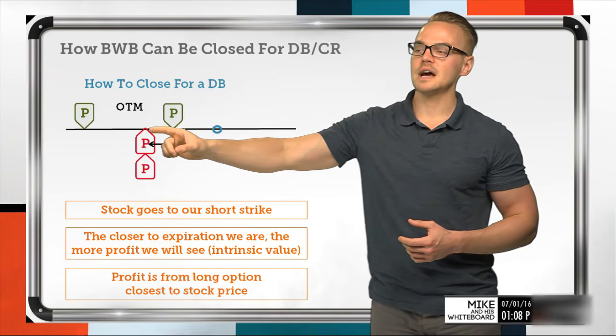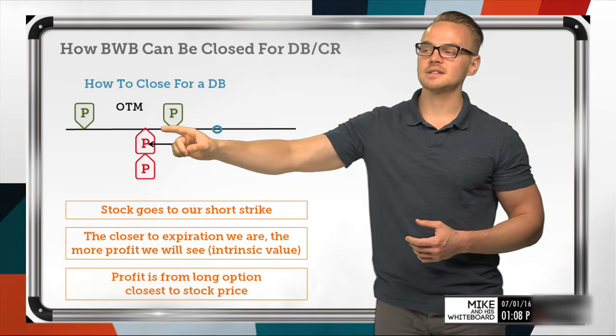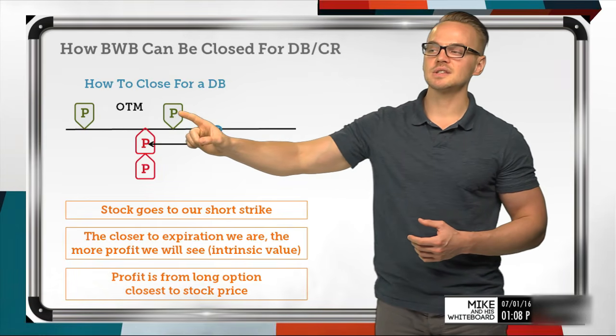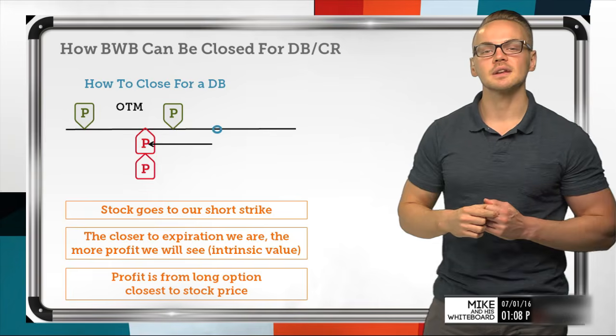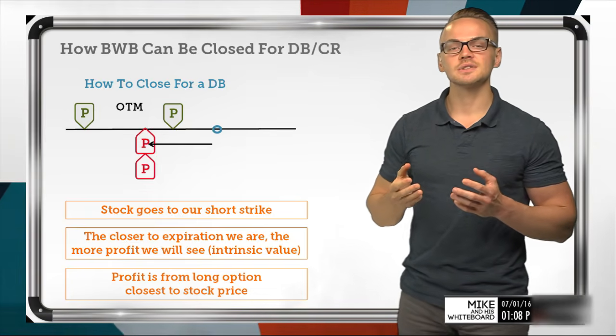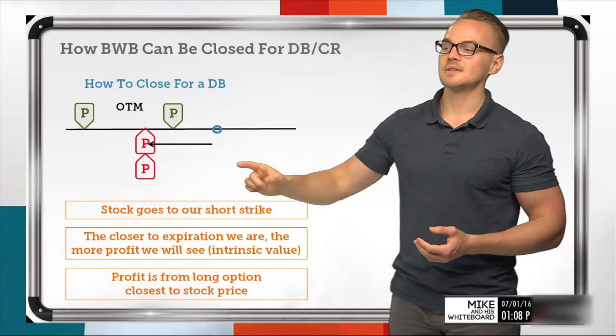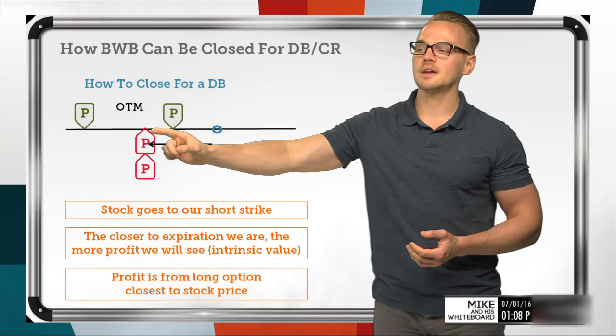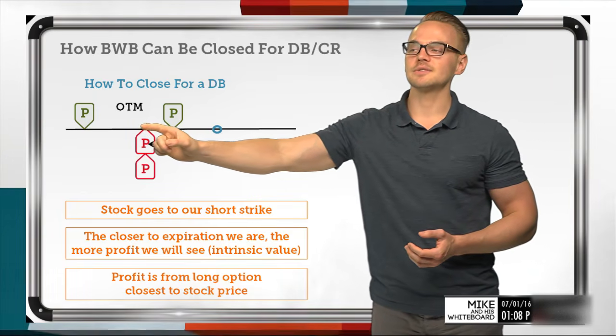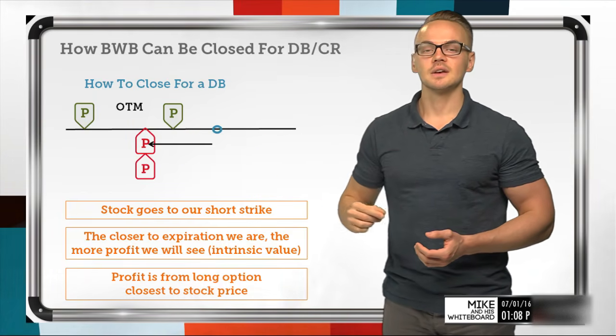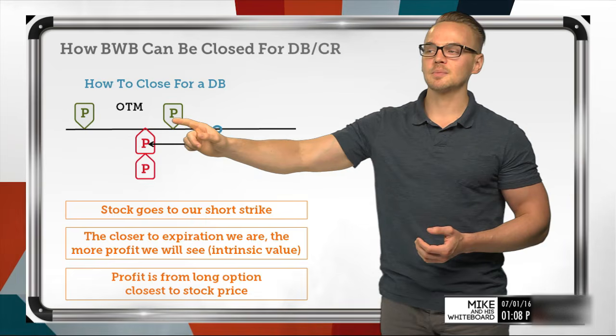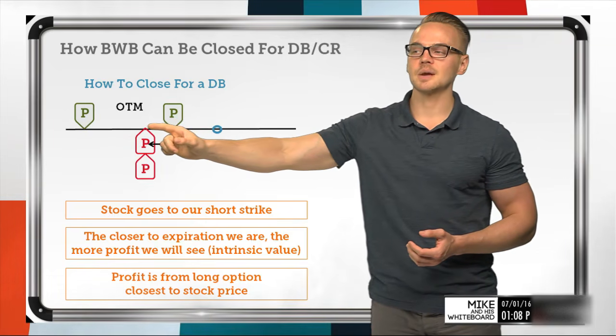So the further down this stock price goes, as long as it stays right in this range here, we're going to see profitability on that long option. And that's where we can really close this trade for a credit. Because if the stock price is anywhere around here, let's say that there's a 5-point difference between these options here. So let's say this is a 100 strike put and this is a 95 strike put where we've sold two of them.